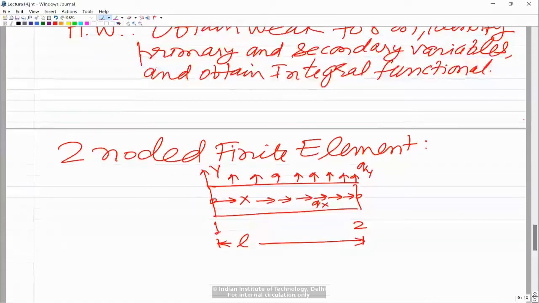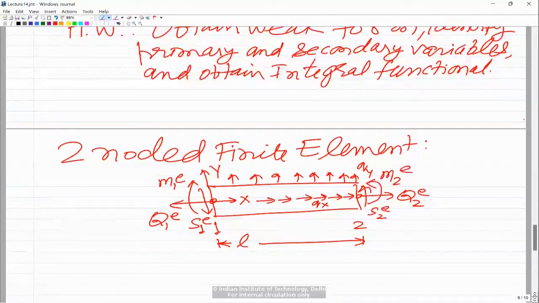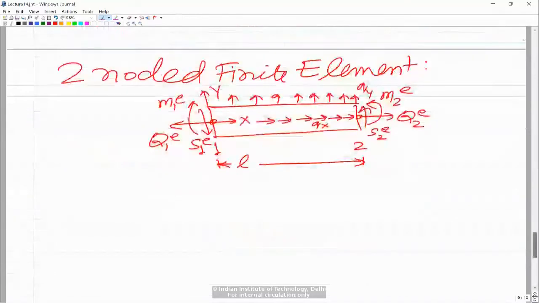So this side is, let us say, q1e, and then the shear force Sy I am denoting as S1e, and the bending moment Mz I am denoting as M1e. Similarly, this side we will have q2e, shear force S2e, and bending moment M2e. This is actually Mz, but I am writing it simply as M, and similarly shear force Sy I am writing simply as S, with subscript and superscript. So this is as far as the forces are concerned.